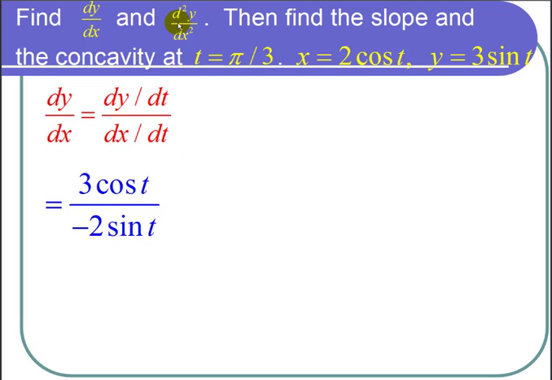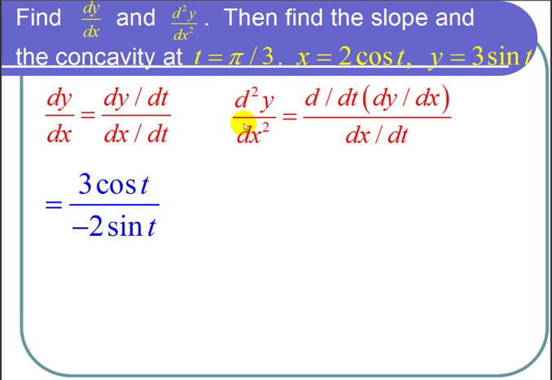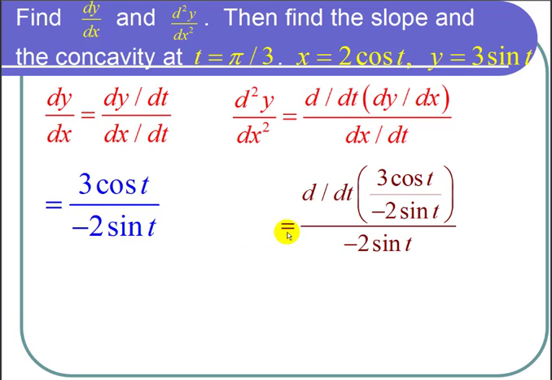So now let's find d squared y over dx squared. And then recall the formula that the second derivative is equal to the derivative with respect to t of dy over dx, all over dx over dt. dy over dx we just calculated as 3 cosine t over negative 2 sine t. And dx over dt was just negative 2 sine t. So there's our second derivative.